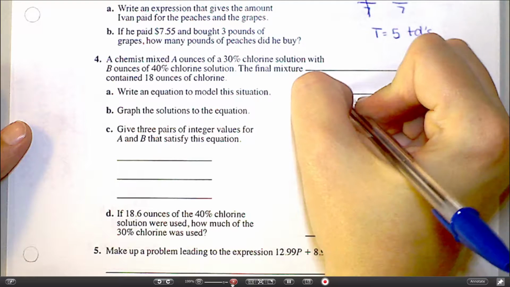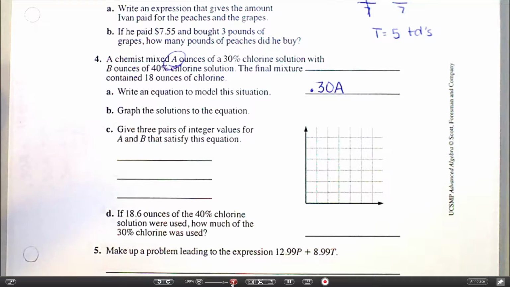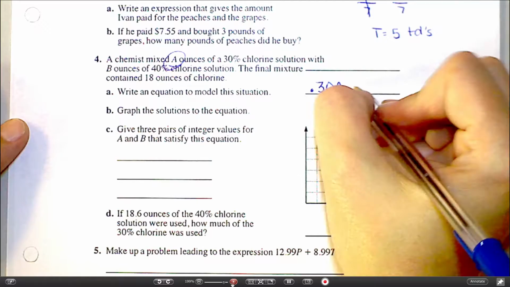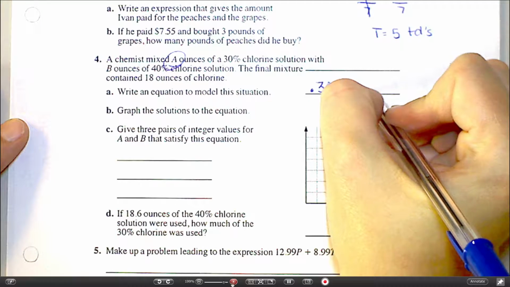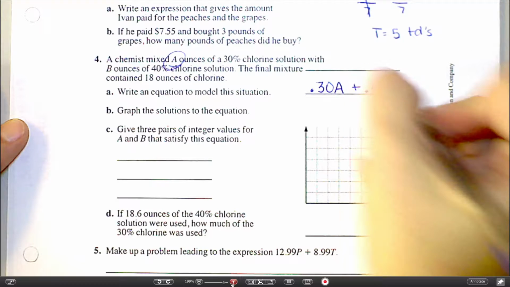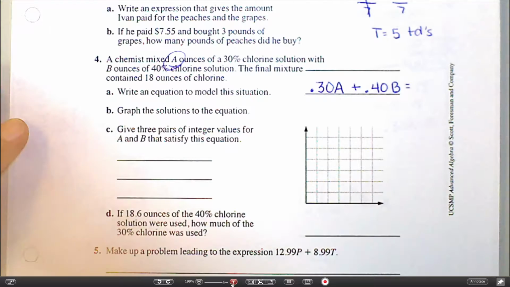0.30. Well, I'm going to use A because it's talking about mixture A. You could use X there as well. That's fine. Okay, so 30% of A is chlorine, and then 40% of B is chlorine, so 0.40B. And what does that have to equal when I add it all together? 18. Has to equal 18 ounces.